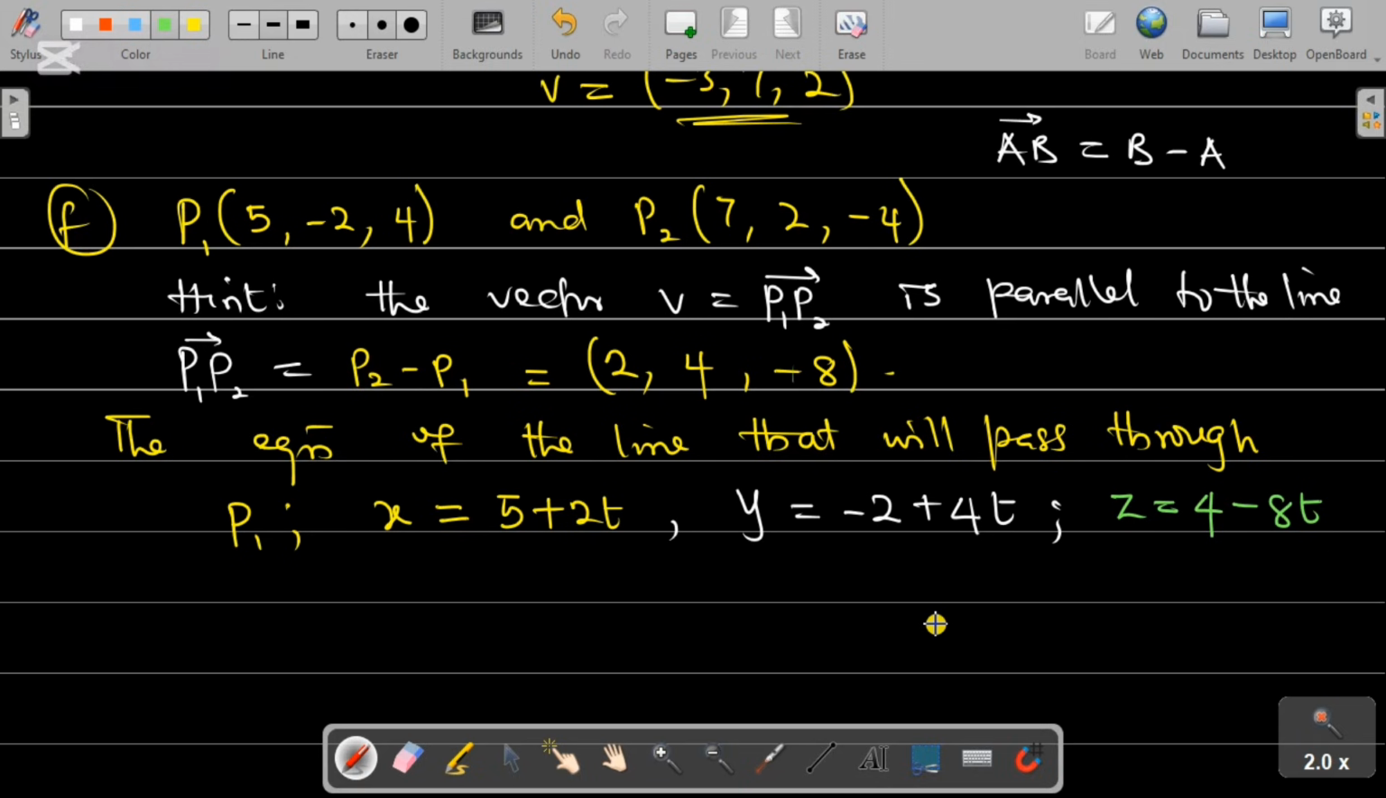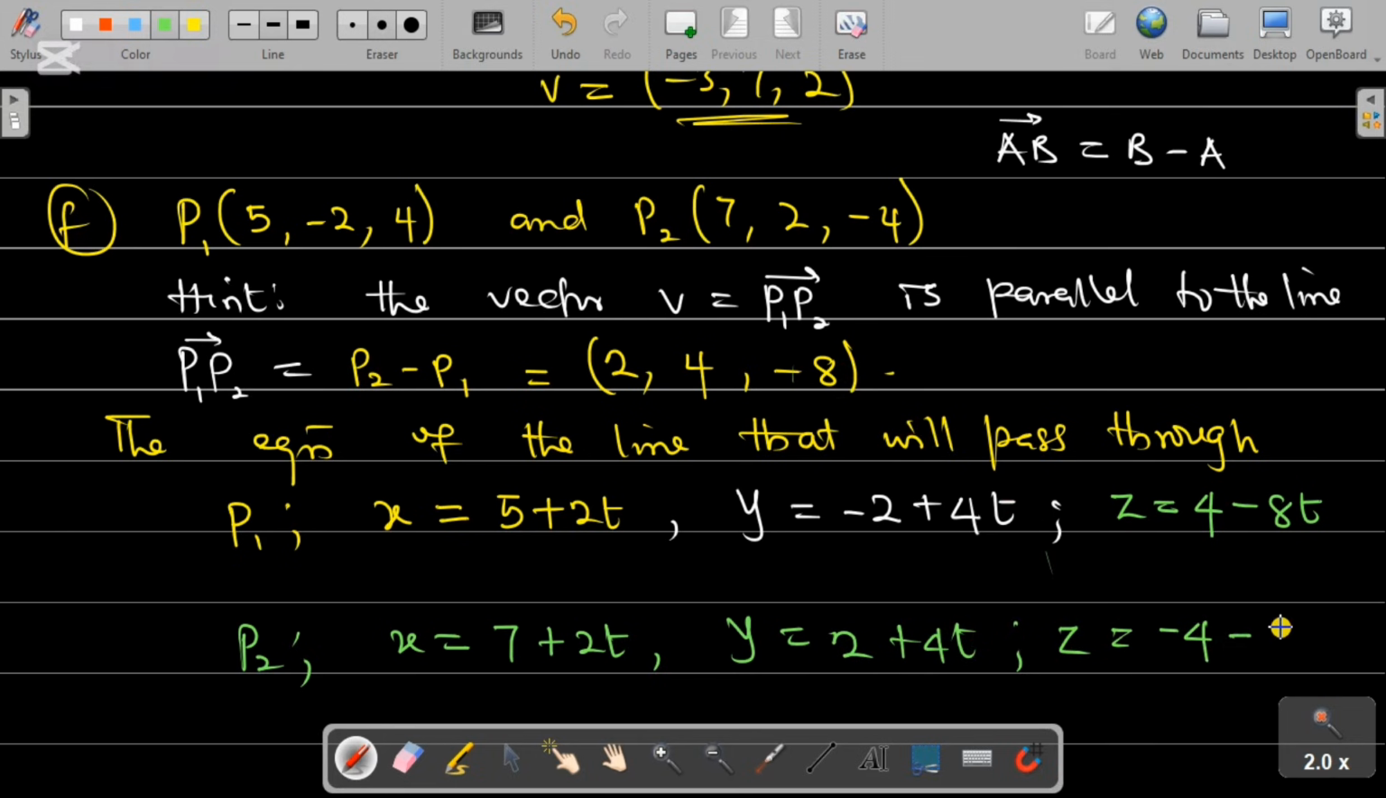Okay, and then for P2 as well, you can use any of them actually, but of course we can make use of this. So if we use P2, it's going to be something of this nature. You are going to have x equal to 7 plus, of course, 2t, y equal to 2 plus 4t, and then finally z equal to minus 4 minus 8t.